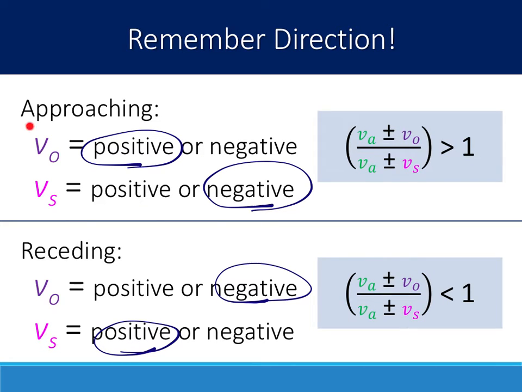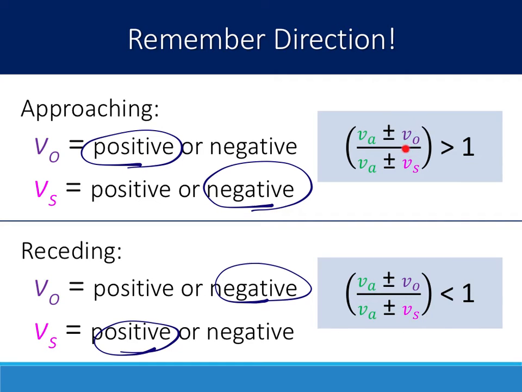This makes sense. If you're coming at something, or if it's coming at you, you're going to hear a higher pitch. And if it's moving away from you, it's going to have a lower pitch. That's all this term is doing in the equation: looking at whether the thing is approaching or receding. So if it's approaching, VO will be positive, okay?